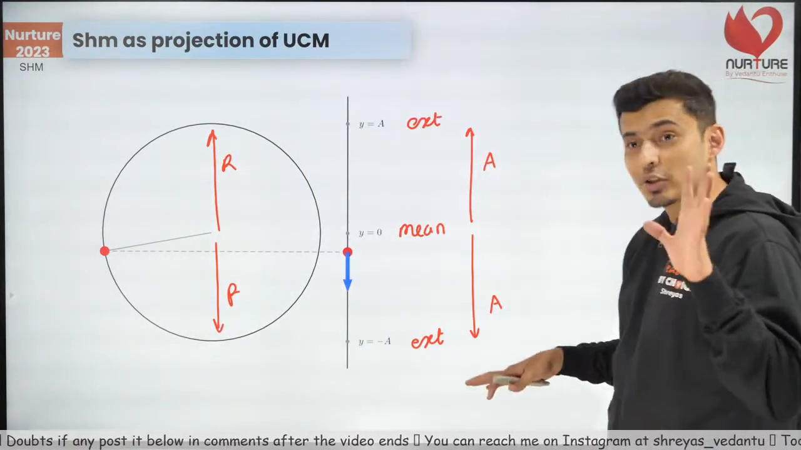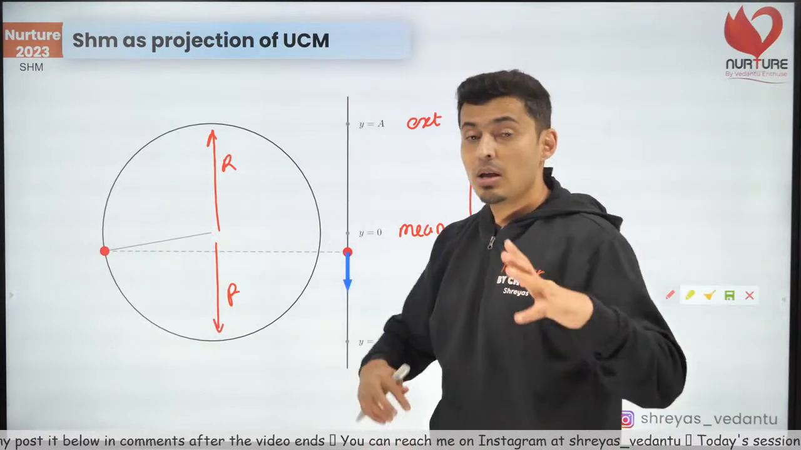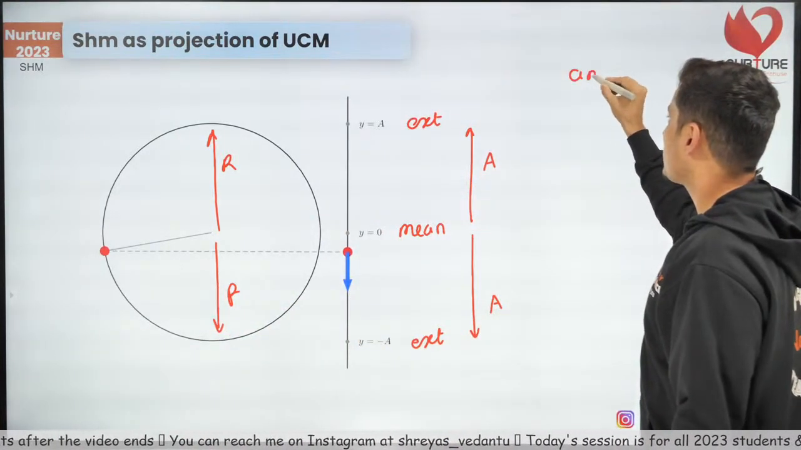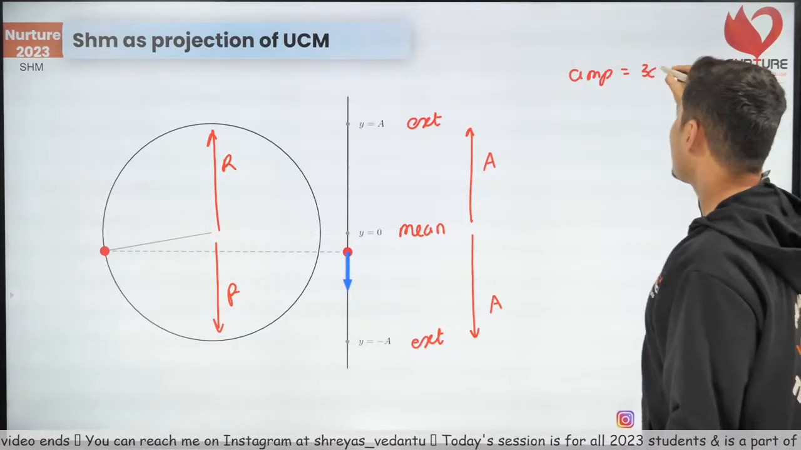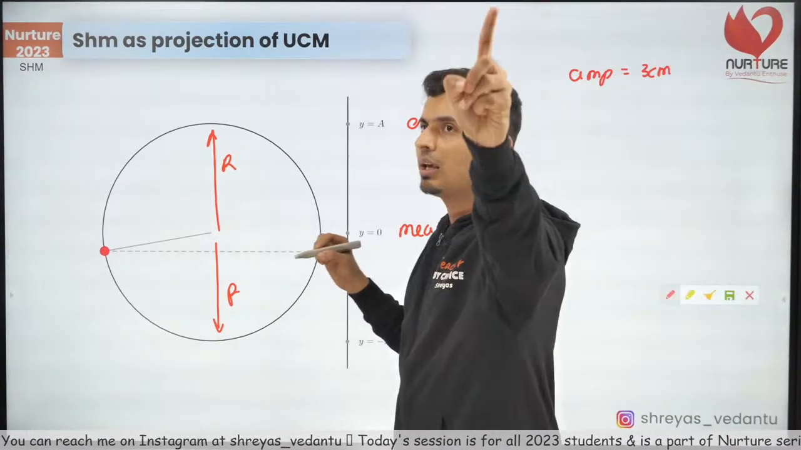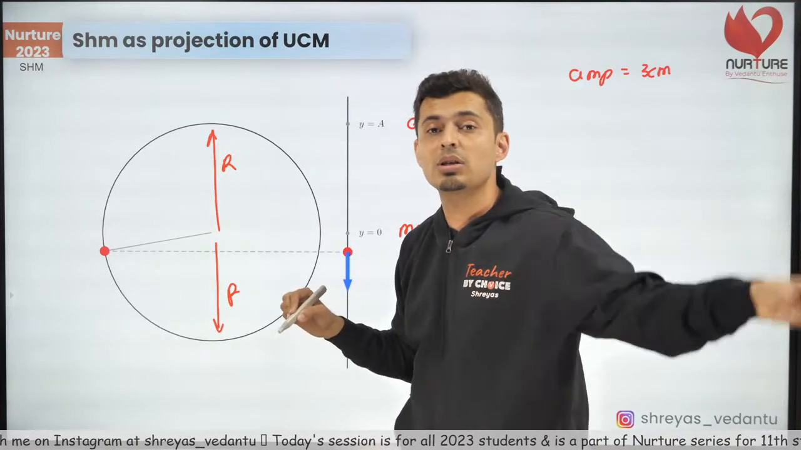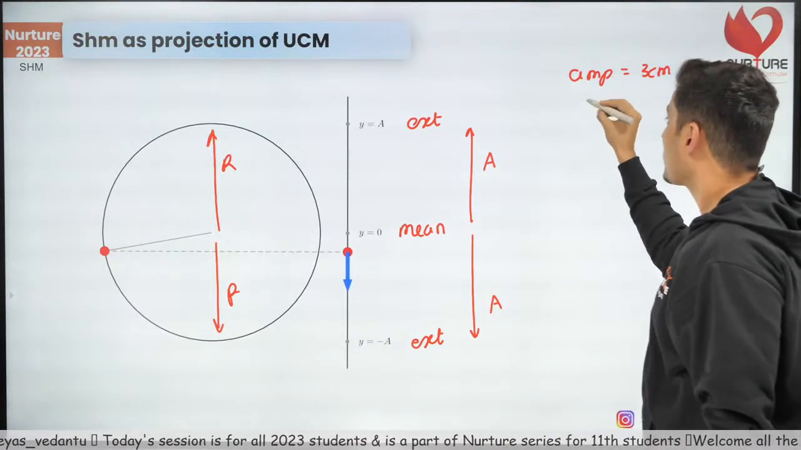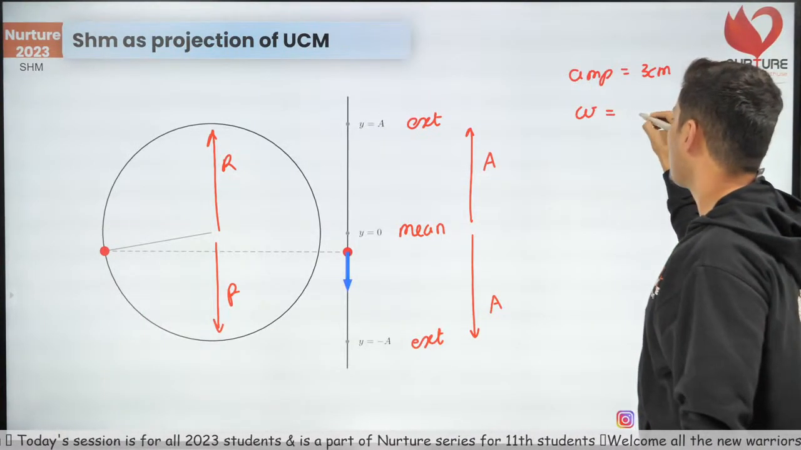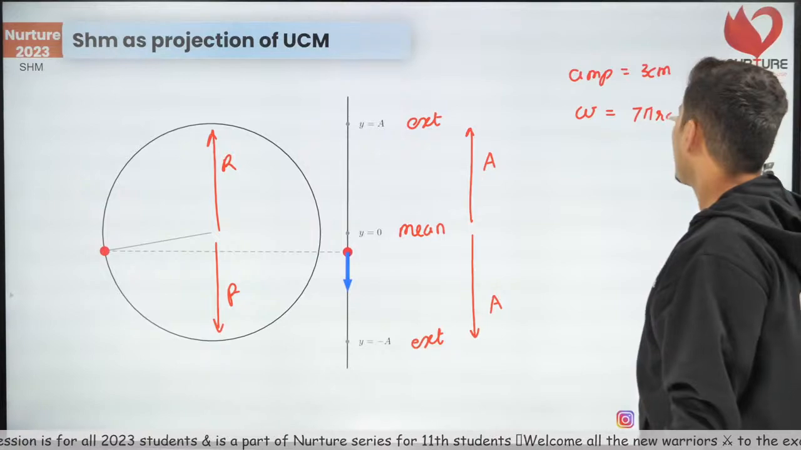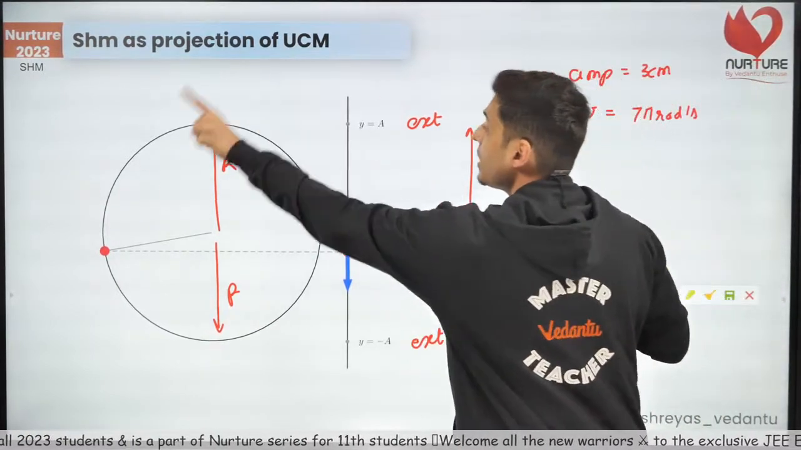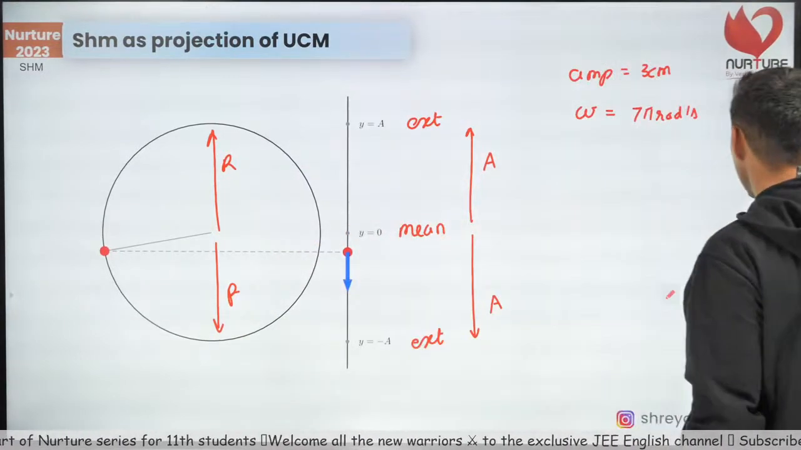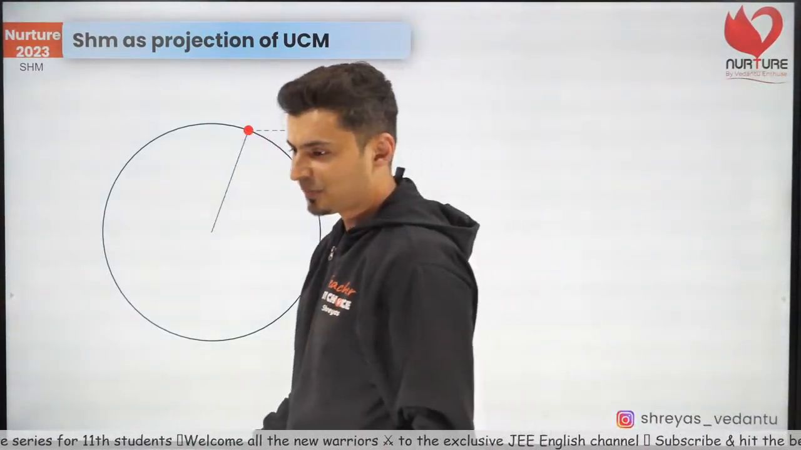So if somebody tells you about an SHM whose amplitude is 3 centimeters, quickly you should think about a circular motion whose radius is 3 centimeters. If they tell you the SHM is having angular frequency of 7 pi radians per second, you should think of a circular motion whose angular speed is 7 pi radians per second. So you can clearly see they are all related to each other.